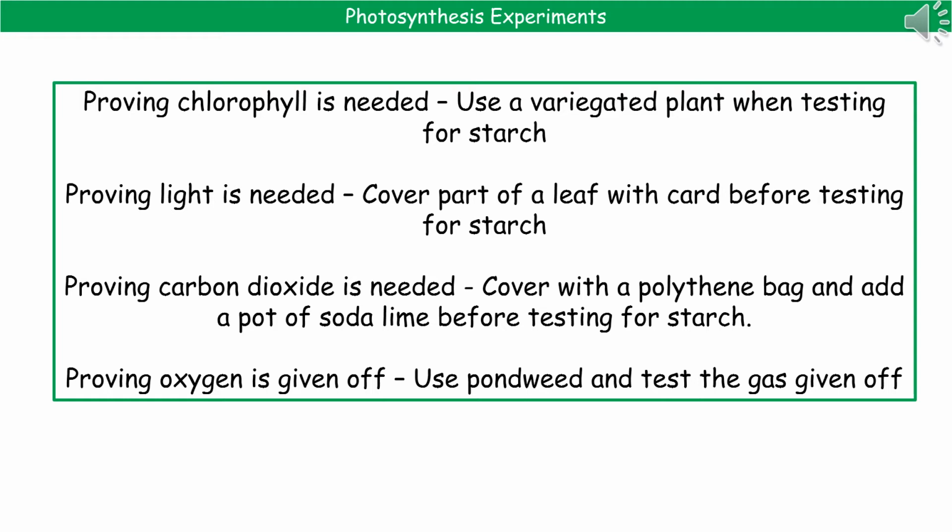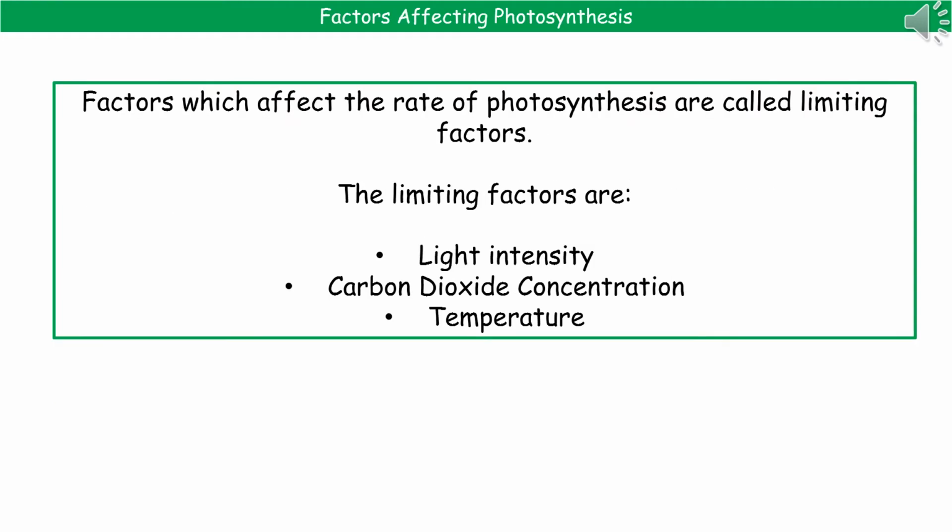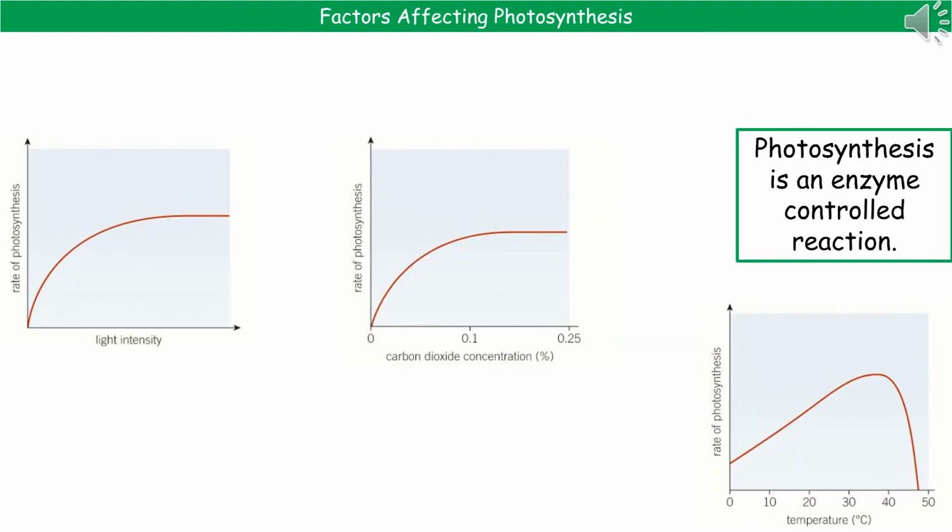We do have factors that will affect the rate of photosynthesis, and we refer to these as limiting factors. There are 3 we need to know: light intensity, carbon dioxide concentration, and temperature. You do need to know the graphs for each of them and to be able to explain. Remember, wherever the 2 graphs for light intensity and carbon dioxide plateau, so go horizontal, it's another limiting factor that's interacting there.